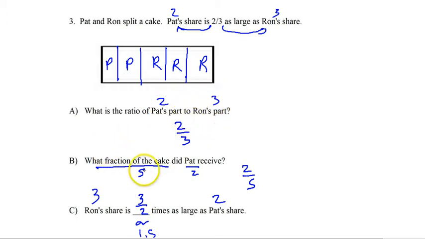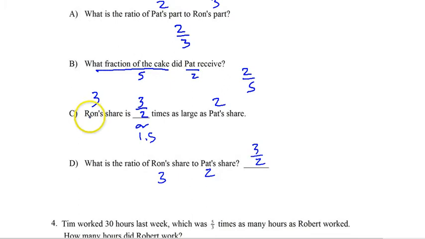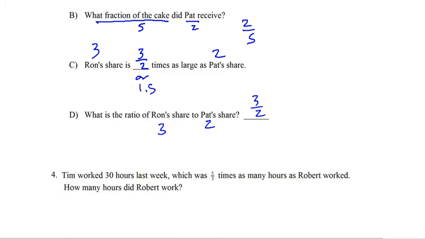What fraction of the cake? Well, the cake is made up of 5 pieces. Pat got 2, so it's 2/5. Ron's share is 3. Pat's share is 2, so Ron's share is 3/2 times as large as Pat's share, or 1.5 times. And then what is the ratio of Ron's share, where Ron is 3, to Pat's share, which is 2? 3/2. And that's it.